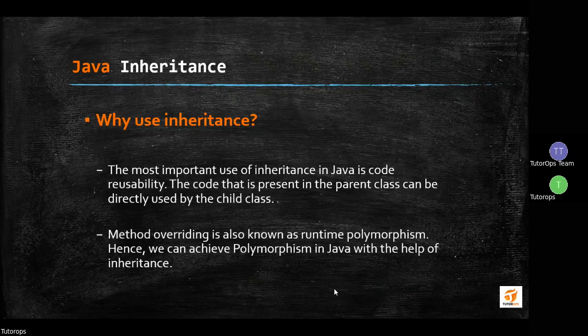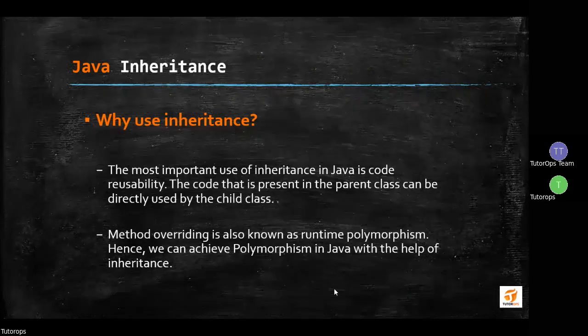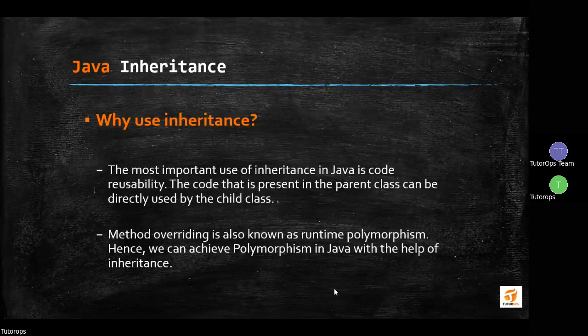Method overriding is also known as runtime polymorphism. Hence, we can achieve polymorphism in Java with the help of inheritance. So this is also one important thing in polymorphism.